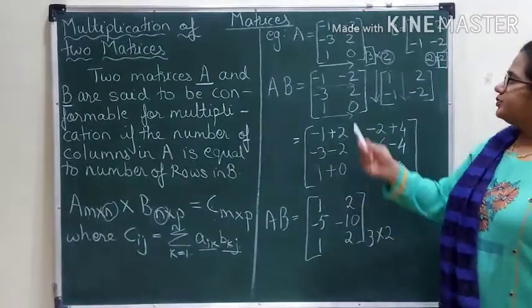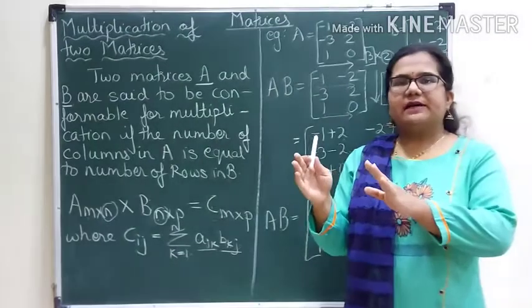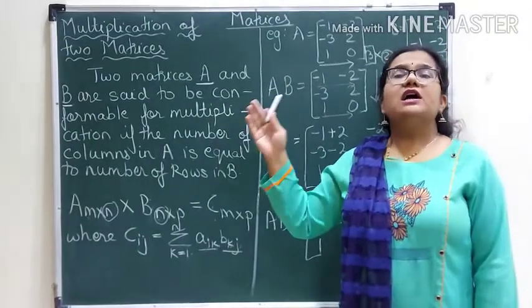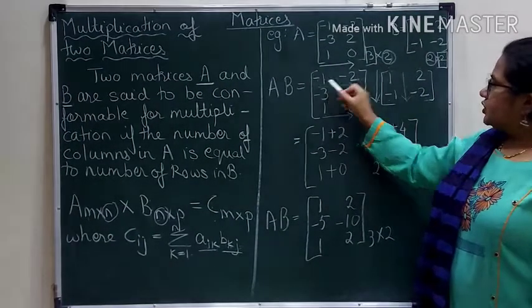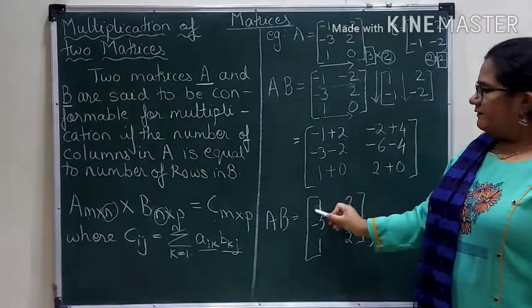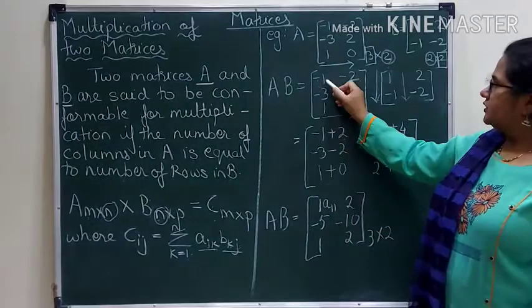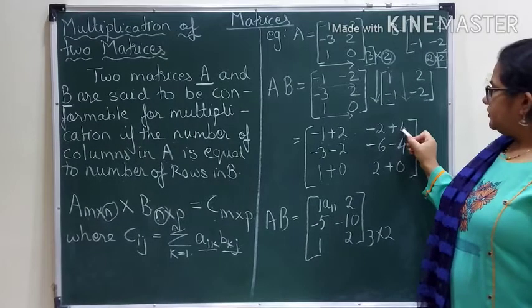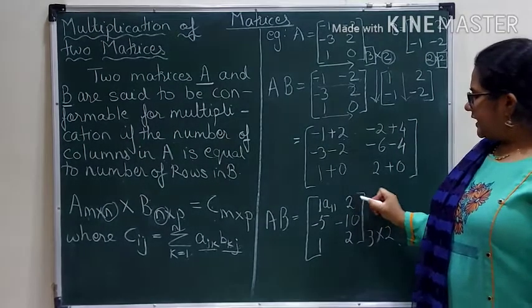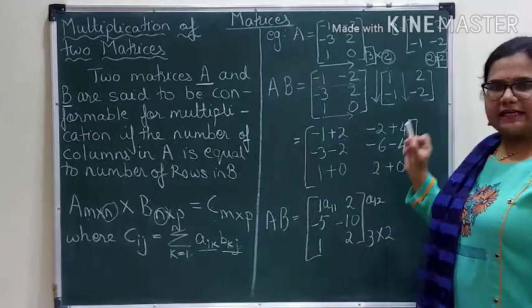What you have to do? You have to take the first row. You have to go row wise in the first matrix and column wise in the second matrix. So when you go row wise, take first row, first column: this is your A11 element. Then first row, second column, addition of the numbers gives you which element? A12, because first row, second column.